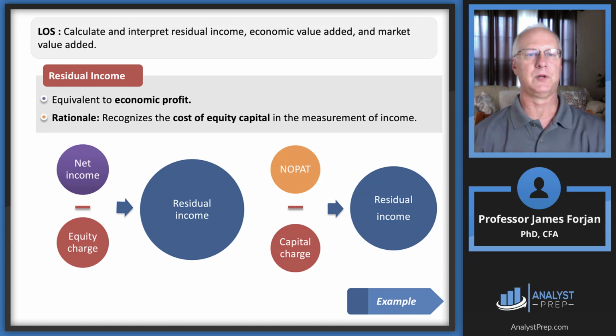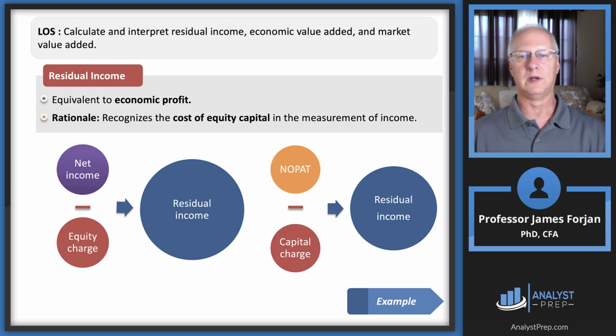All right, let's get right to it here. Calculate and interpret some of these economic profits. So look at that first one, equivalent to economic profit. That's what I just said before. So 2 simple but important equations here. So what are we going to do to compute residual income? Let's start with net income. Let's subtract out that equity charge. That's kind of like the implicit cost, which, if you remember from our economics days, also includes an opportunity cost. And that's going to get us residual income.